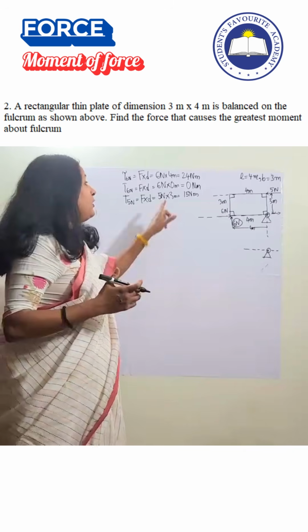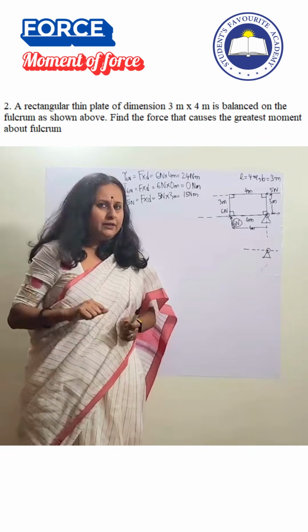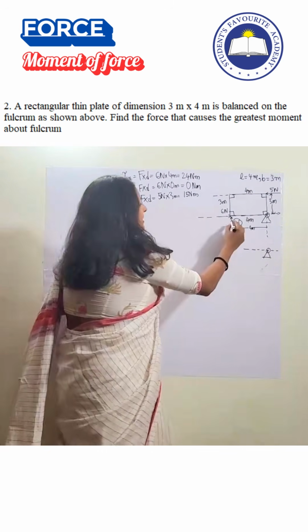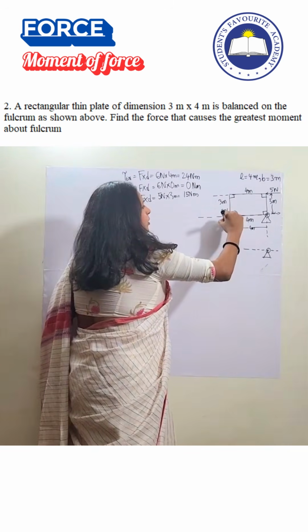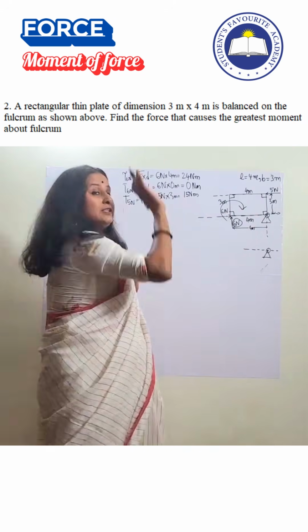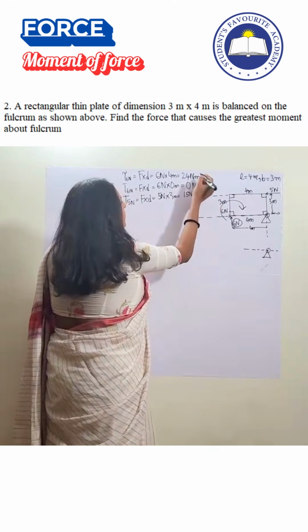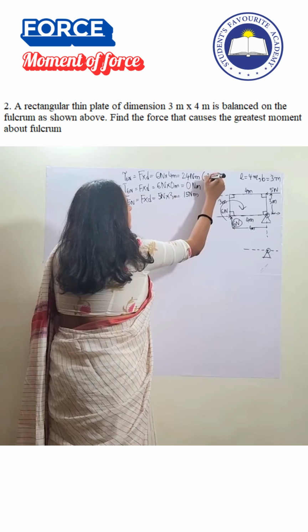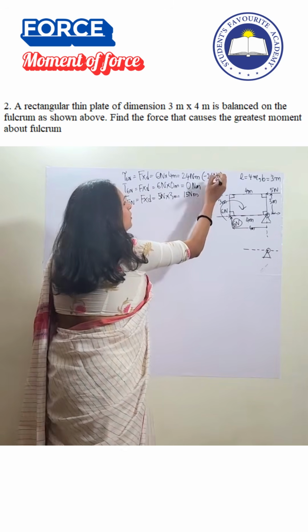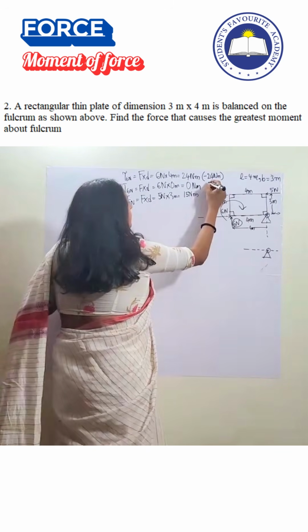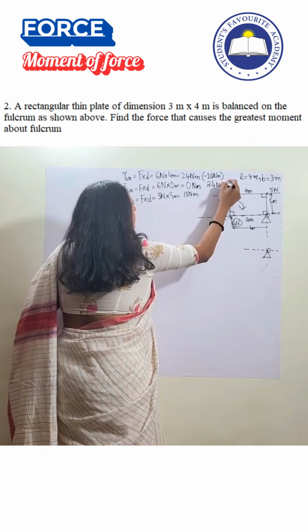What is the magnitude of the torque? 24 Newton meter. What will be the direction of the torque? This will try to tilt the body in this manner, which is clockwise. It moves clockwise. So either you can write it as minus 24 Newton meter if you follow convention, or you can write 24 Newton meter clockwise.